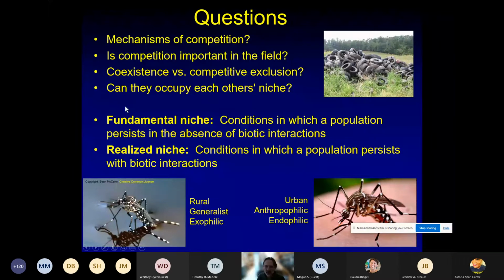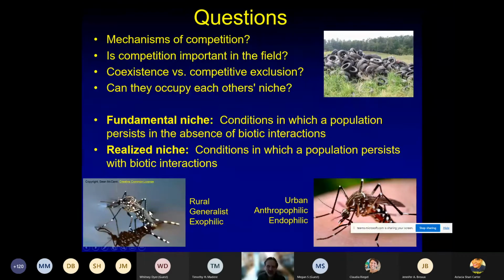The fundamental niche of a species describes the set of conditions in which a population persists indefinitely in the absence of any biotic interactions, competition or predation. That means that those environmental conditions in that fundamental niche are suitable for that organism when it's alone. The realized niche is the set of conditions in which a population persists indefinitely with biotic interactions. These you would think of as the set of conditions where that species is the best competitor, let's say, for the environmental circumstance in which you found it.